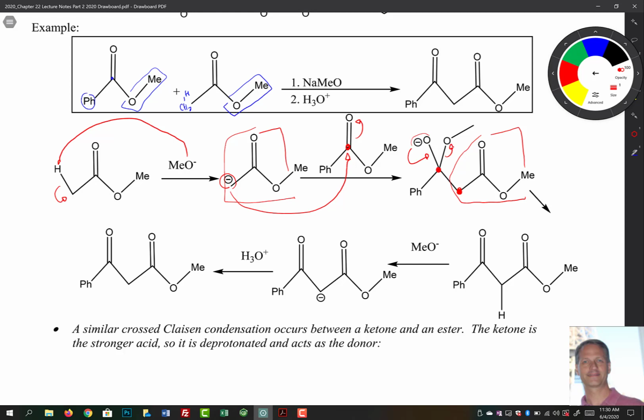Right? So that gives us this product. Now that then simply gets deprotonated and then reprotonated here. Okay, so our final product is this. So we'll see in some reactions at the end of this chapter that this is one part of a larger multi-step synthesis. So fairly straightforward and not too dissimilar to just doing an aldol condensation type reaction.